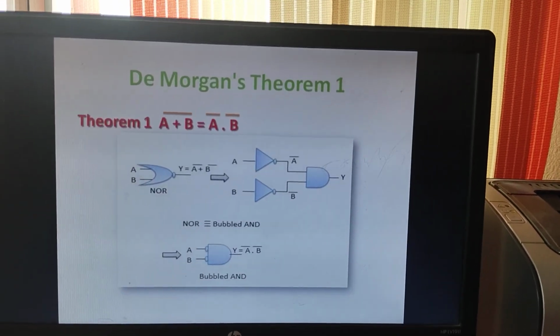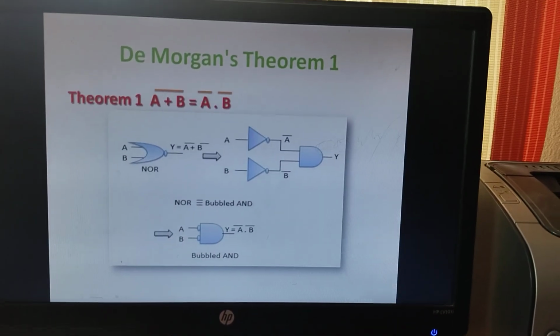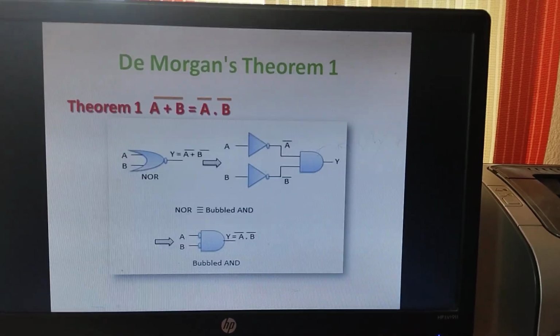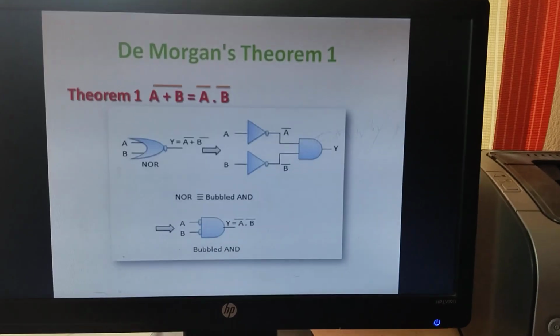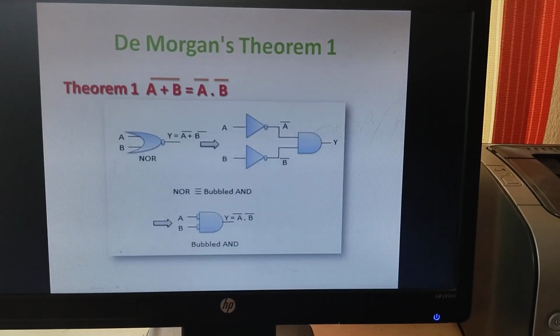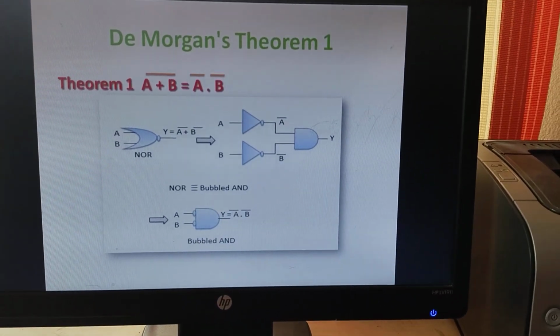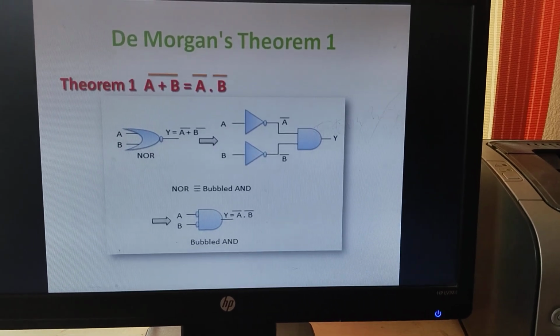Next, the first one is De Morgan's law: A plus B the whole bar equal to A bar into B bar. Here is the logic diagram of De Morgan's law. The first one is A plus B the whole bar, that is the OR gate. The complement of the OR gate equals A bar into B bar.